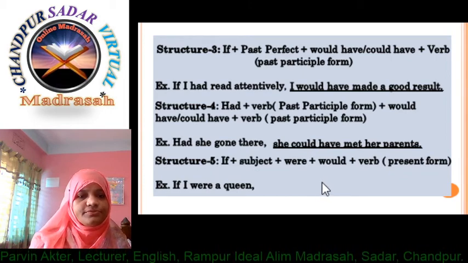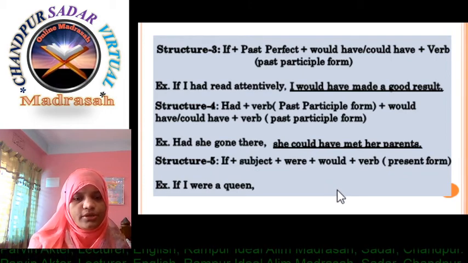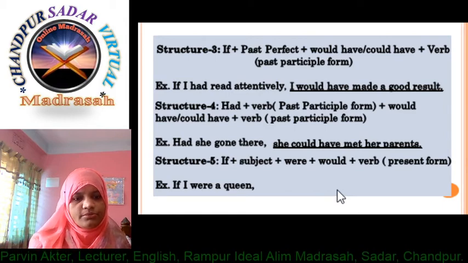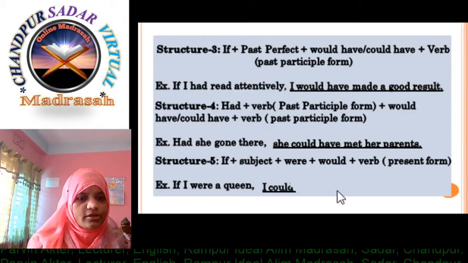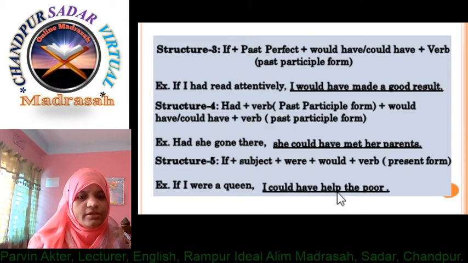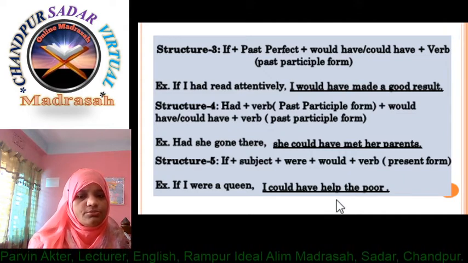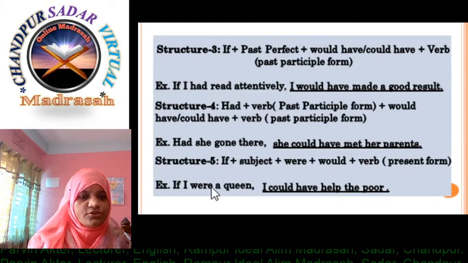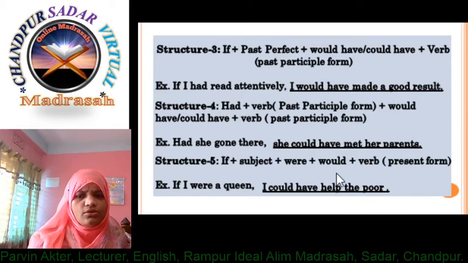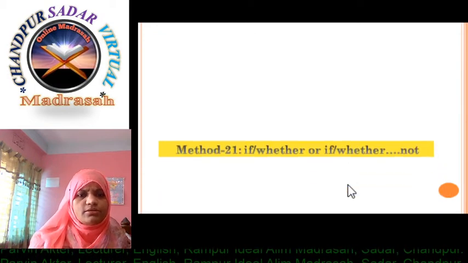Structure 5: if subject were, would, verb present form. Suppose, if I were a queen, I could have helped the poor. Verb present form in the case of were. All of these are unreal past.